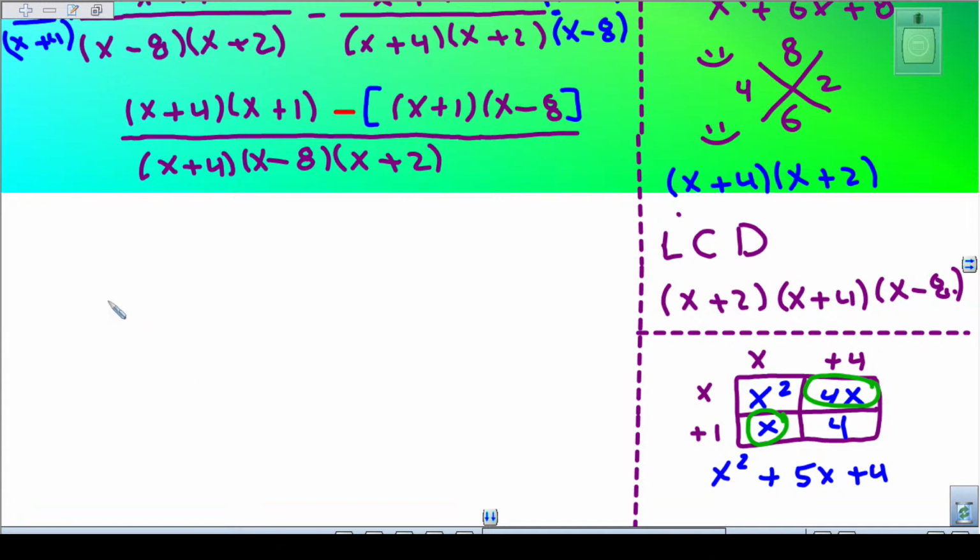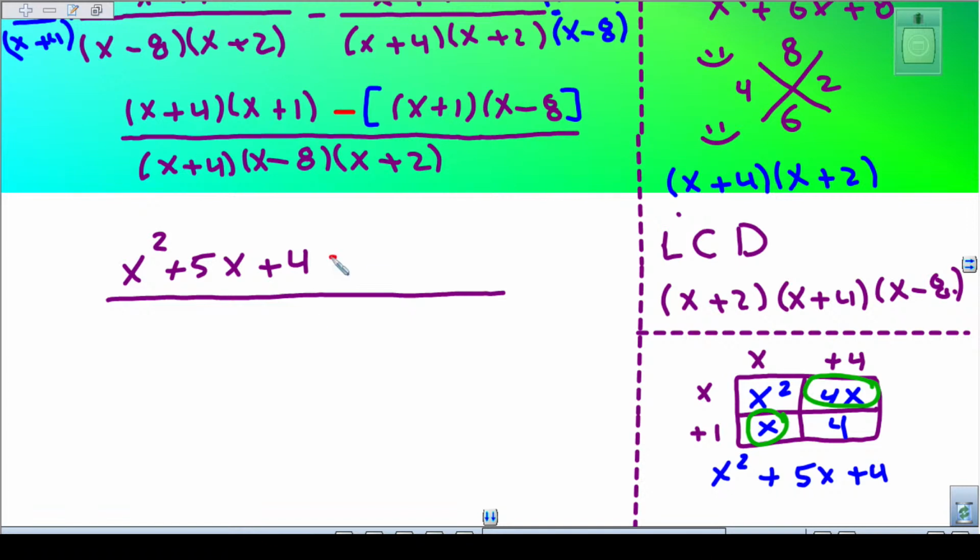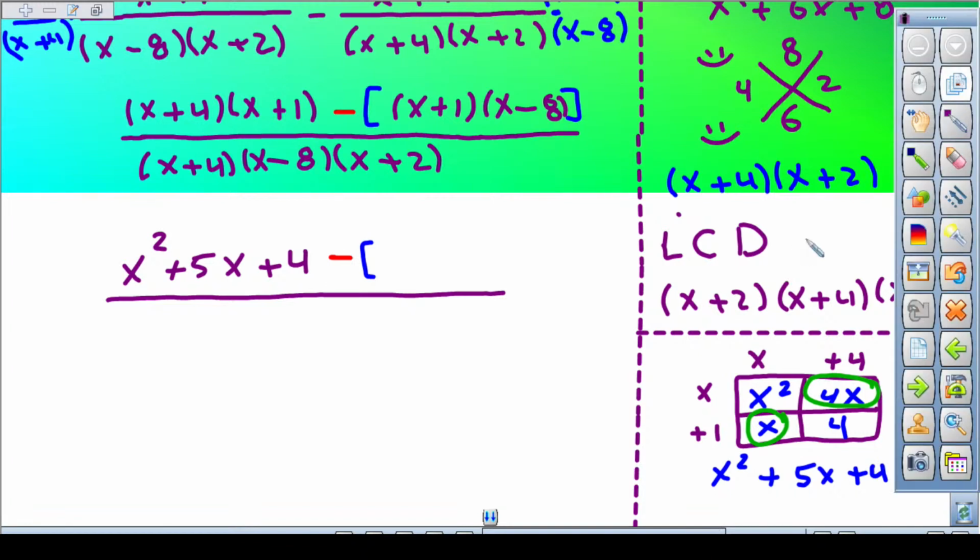So I'll go here again with this pretty long fraction. So I've got x squared plus 5x plus 4. Okay, that's for the first one. Then I'm going to change the sign and put my bracket back again after I find out what's here. In this one at the top, I still have to multiply x plus 1 times x minus 8. So back again to my work area here on the side.